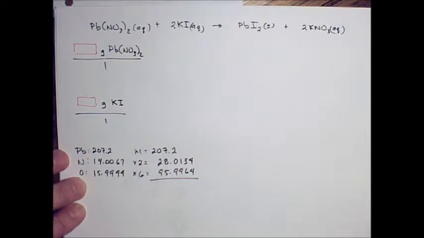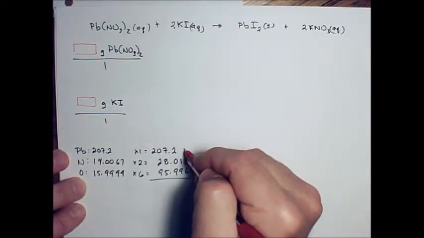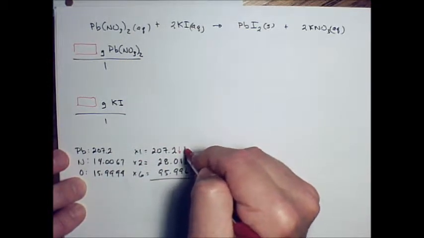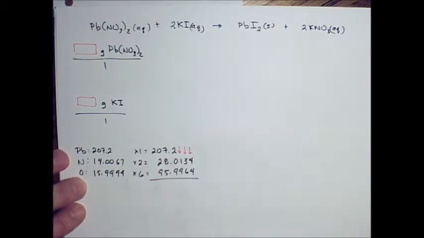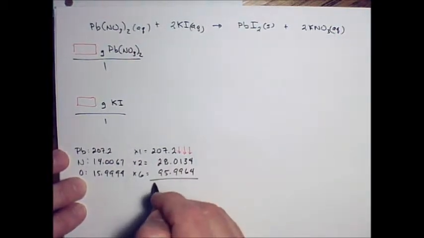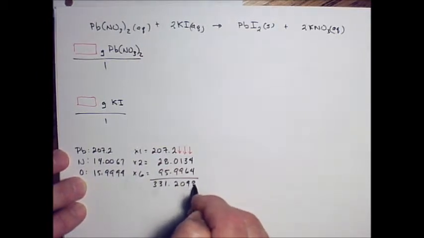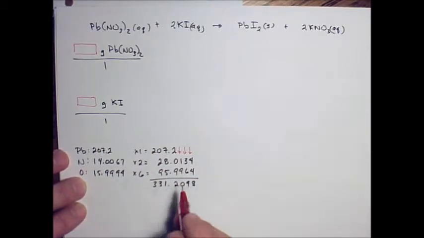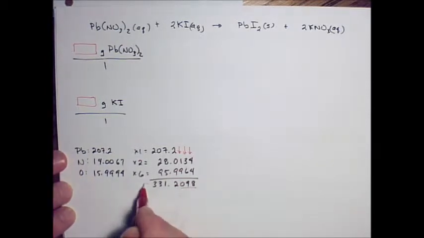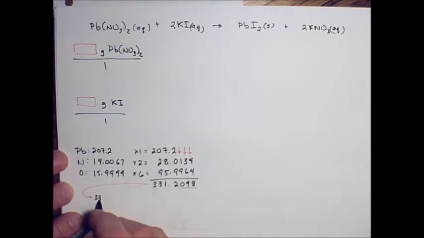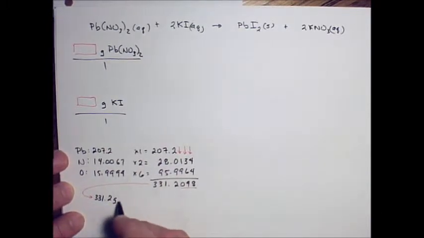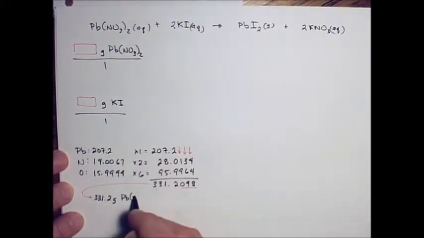All right. Remember, when you're adding, anytime you have empty slots in a column, that means the resulting digits get rounded off. 331.2098. And these last 3 digits then are going to be rounded off. And that's going to give us 331.2 grams of lead(II) nitrate.